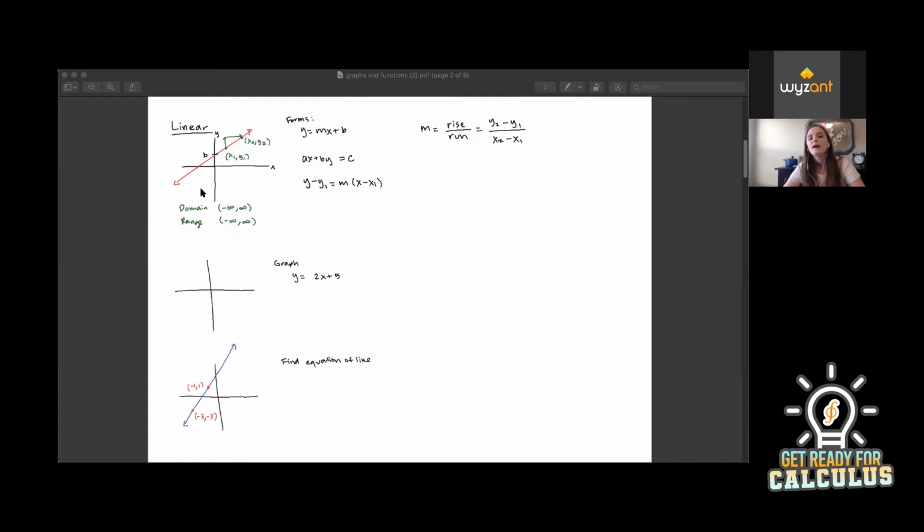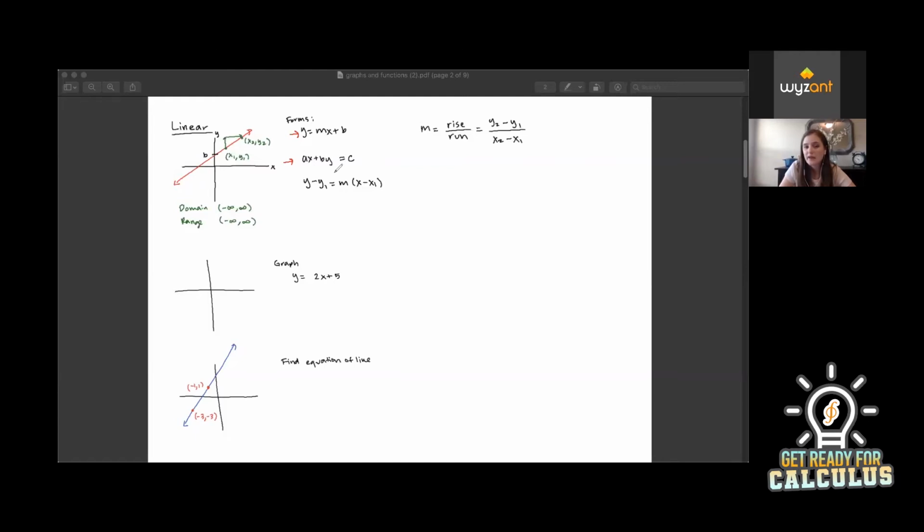So looking at our linear function, there's 3 different ways that you'll see it written. This first one is called slope-intercept form. Sometimes they call it gradient intercept form. This next one is your standard form. It's not a very useful form. Anytime I see this one, I would recommend going ahead and getting y by itself.